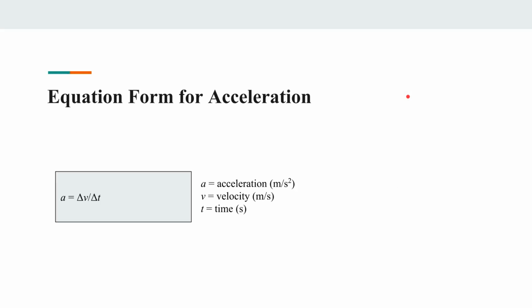So this is the equation form for acceleration. You might have already guessed that this is the equation because it's basically slope. Instead of y and x, you have v and t. So this is the equation form of acceleration.